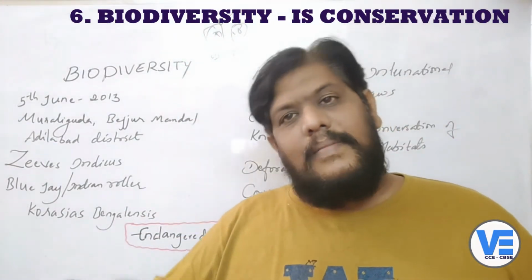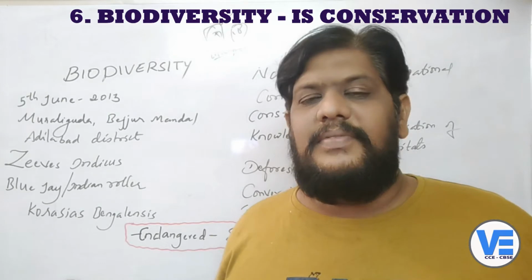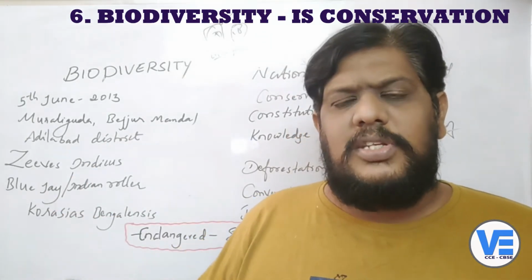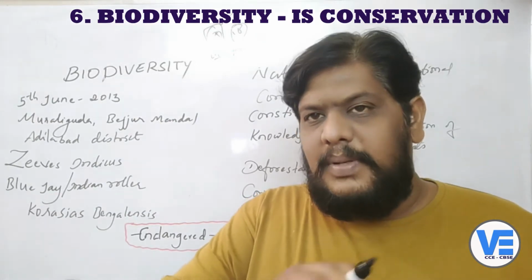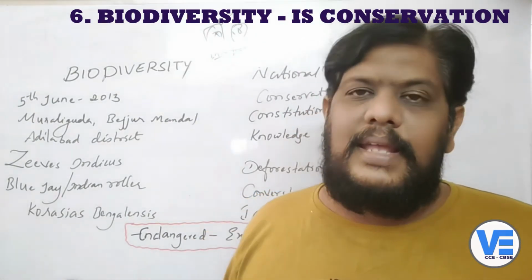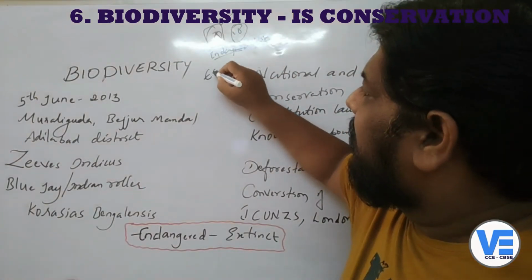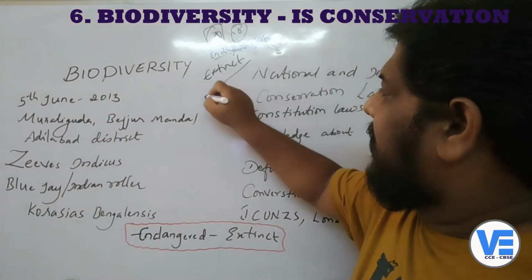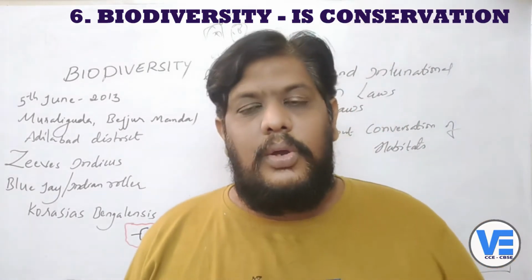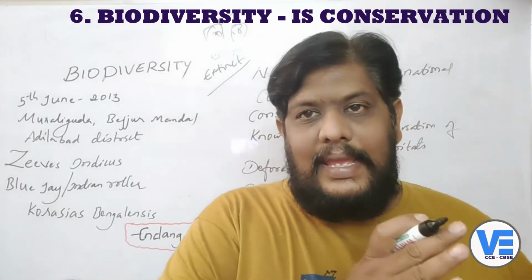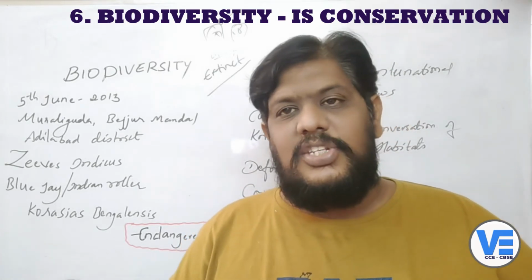Now the animals which have disappeared from the face of earth no more exist on the earth. When the last member of that species also dies, the animal will be called an extinct animal. That is how we can differentiate between the extinct animals and the endangered animals.